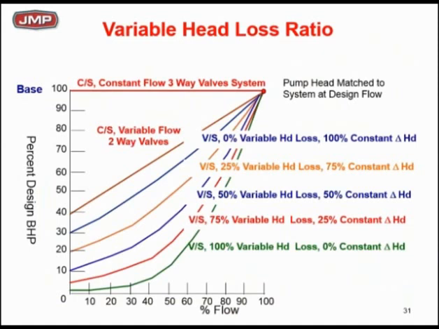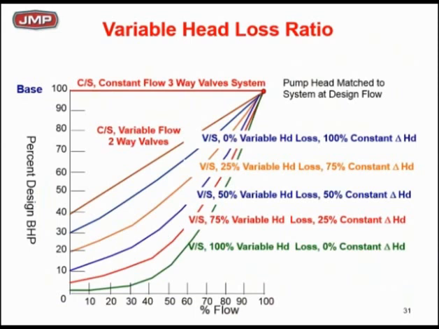75% variable head, 25% constant. I'm in red. The best I can read it, 50% flow, 75% variable, red line, I'm up to about 25% brake horsepower. So do you see what's happening as I change that ratio? Let's jump up to 50-50. Let's go to the blue line that says 50% variable head loss and 50% constant. 50% flow, read it on up. The best I can look at it, we're at about 40% brake horsepower.